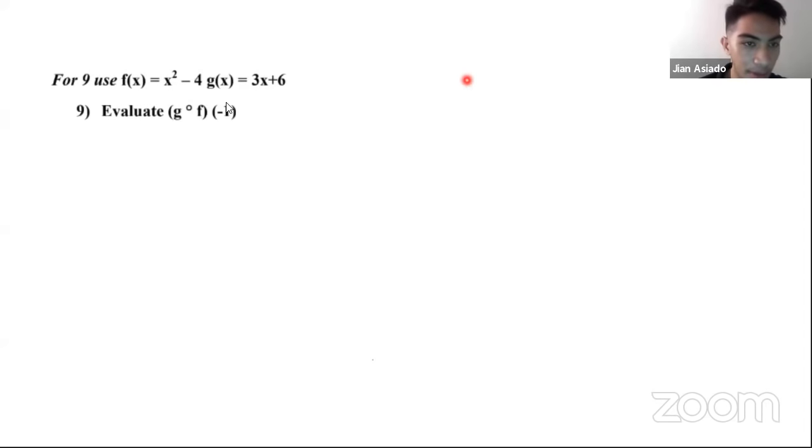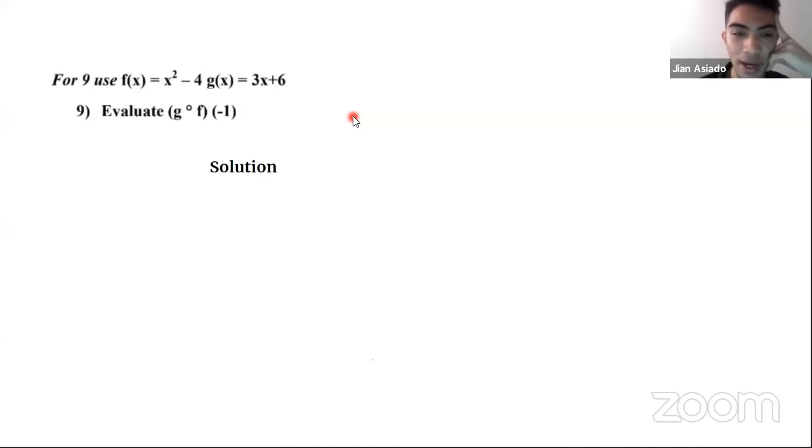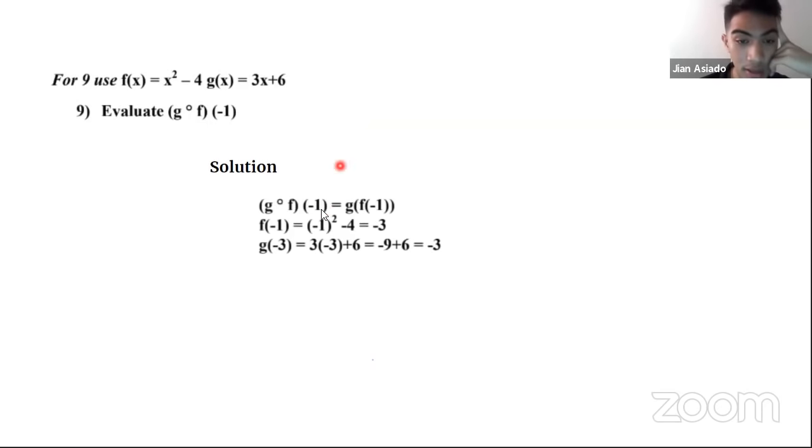Okay. And then, number 9, no? So, etong number 9, G circle of F when x is negative 1, no? So, there are maraming iba-ibang paraan upang sagutan ito, no? Pero yung ginawa dito sa slides, sinubstitute muna si negative 1 sa F, no? And then saka sinubstitute yung value ni F to G. Okay. And that gives us letter B.